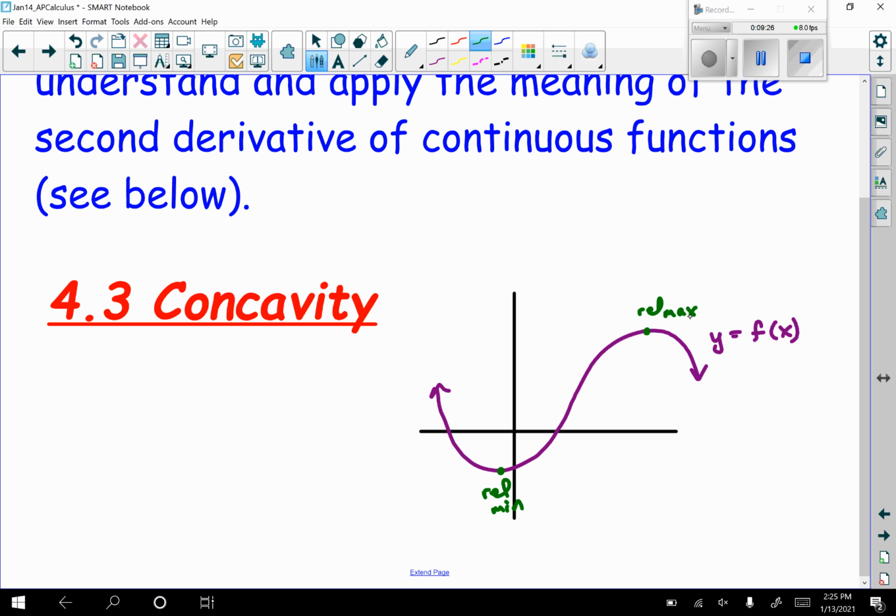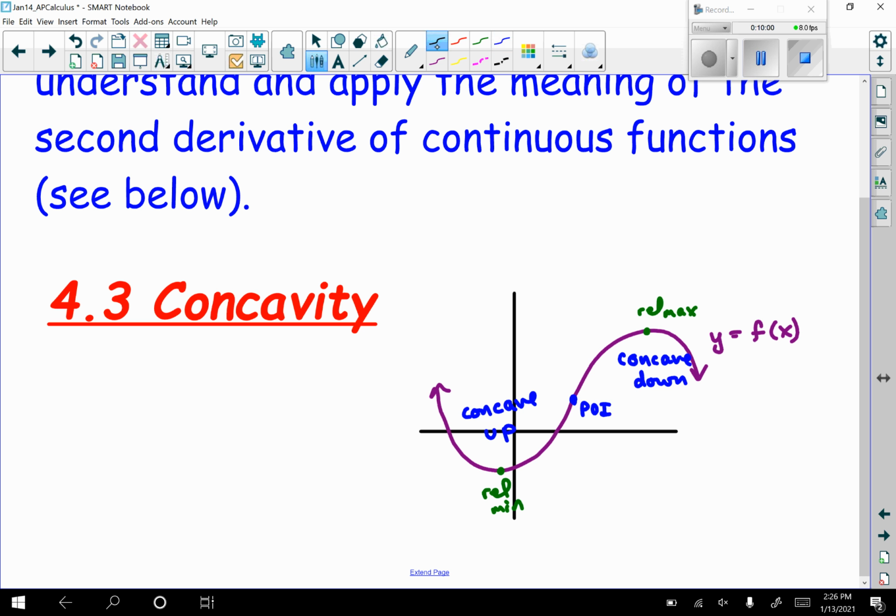And I kind of led into this before. When a function changes concavity, so anywhere that we're looking at something opening up, like a smile shape, we're going to say this is concave up. So right here, our function is concave up. Over here, this is described as being concave down. And right where it changes concavity, which looks like right about here, we call this a point of inflection or an inflection point. It's the point in which the concavity changes.